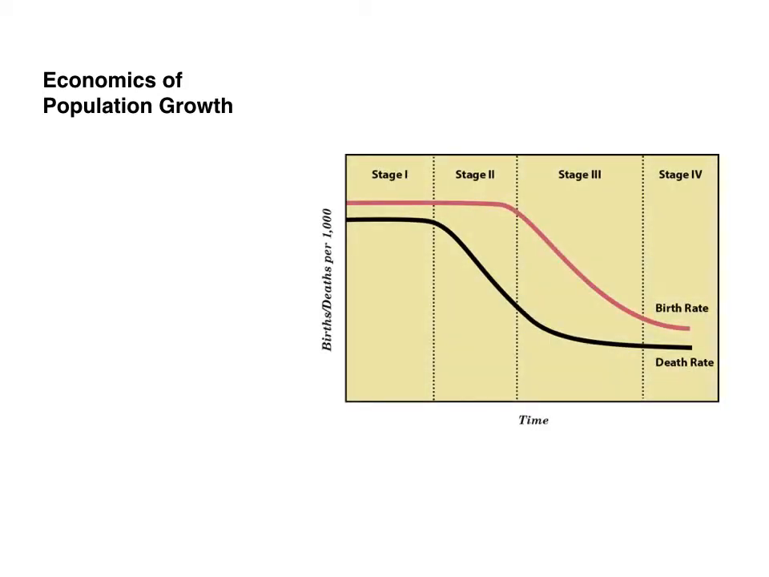Okay, next section is called the economics of population growth. So there'll be a few figures on that from our book here. And this shows 4 general stages of population growth throughout time. And this is a general schematic. On the vertical axis, we have births and deaths per 1,000 people. And on the horizontal axis, we have time.